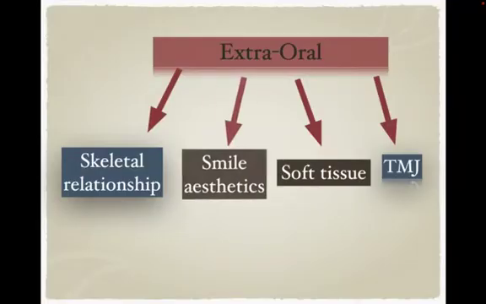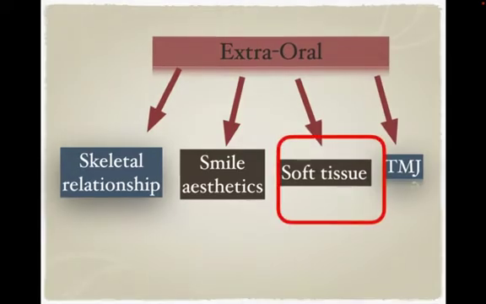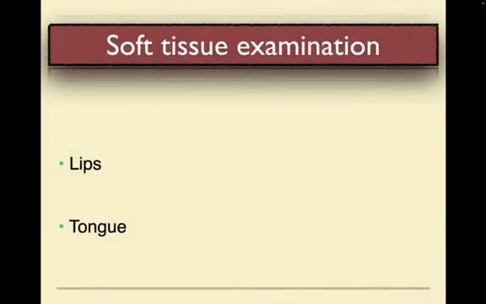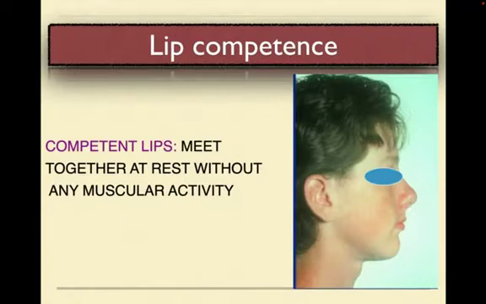We look at the buccal corridor and see if a patient has a consonant or non-consonant smile. Then we look at the soft tissue. What do we look at in the soft tissue? We have to examine the lips and the tongue.